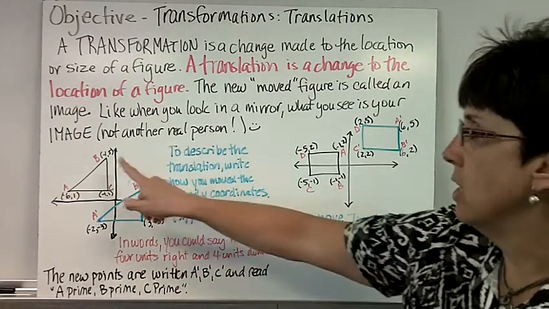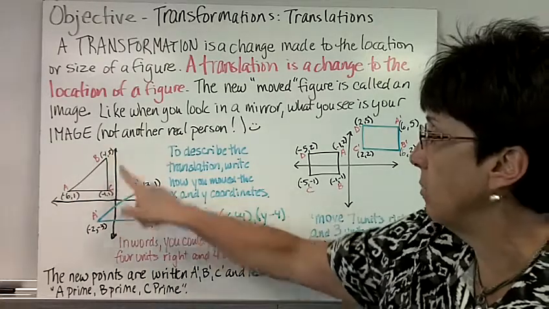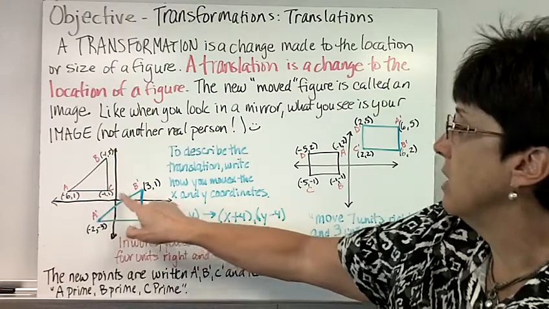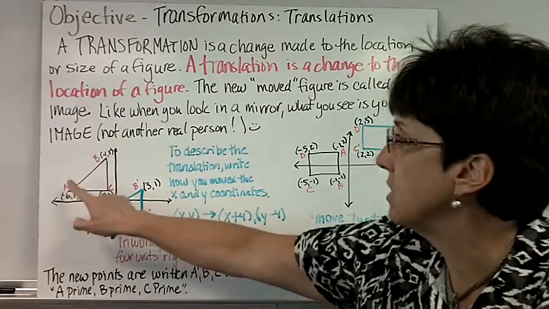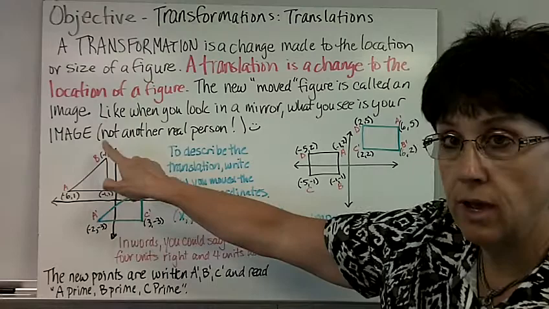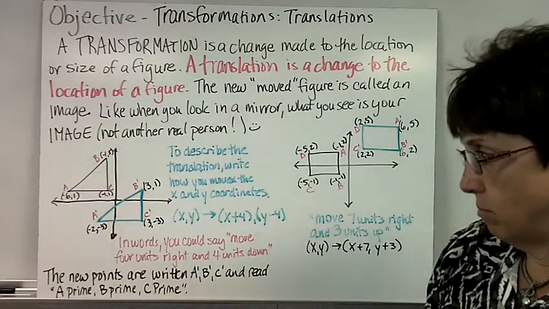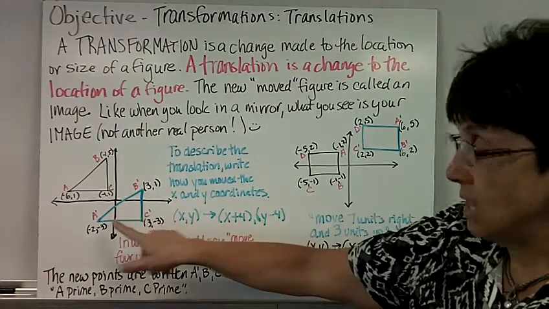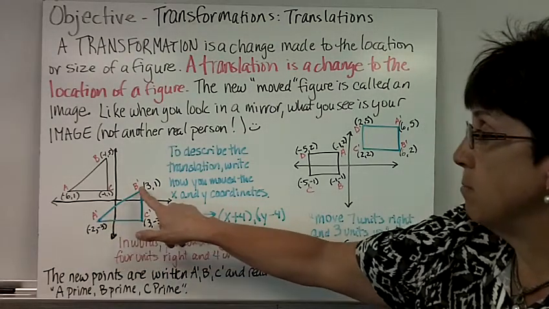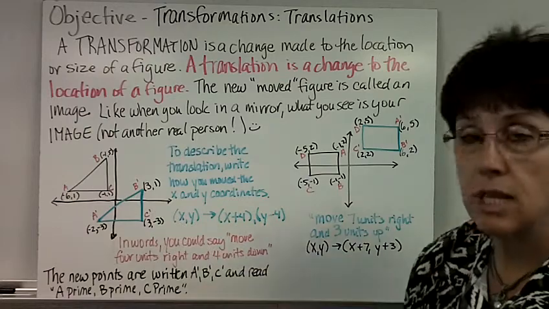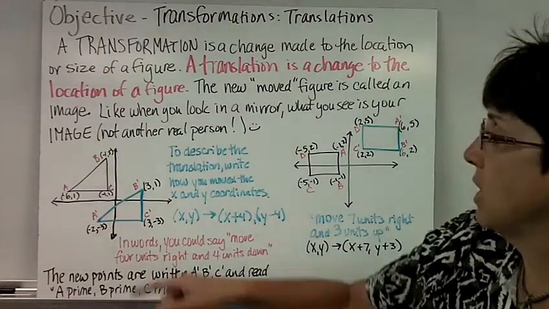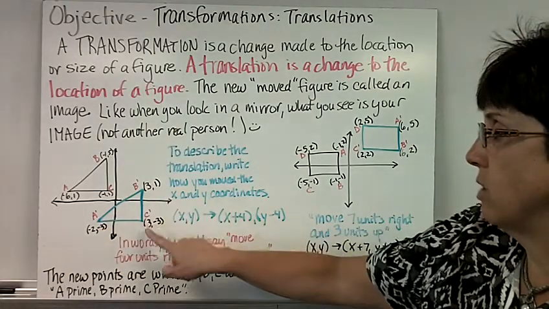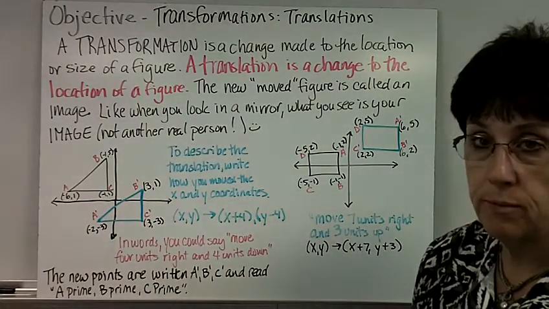Okay, so here I have a triangle ABC, and it's located at these 3 points. That's where the vertices are: (-1, 1), (-6, 1), and (-1, 5). I have moved it, okay? I've made another one, and its points are A prime, B prime, C prime. Looks like a little apostrophe, but we call it prime. And its points are (-2, -3), (3, 1), and (3, -3).